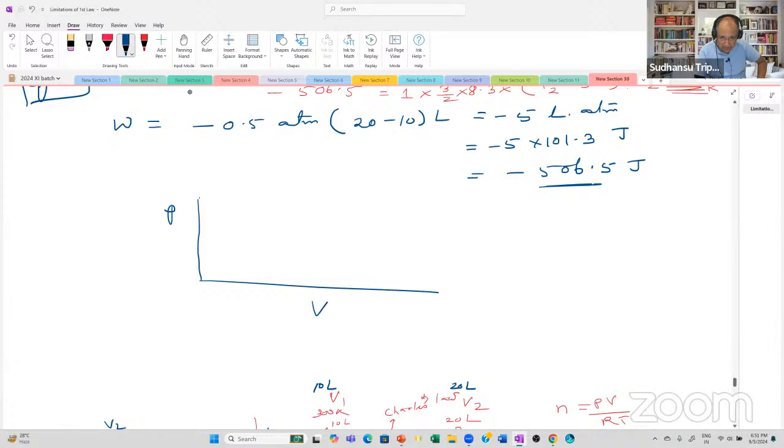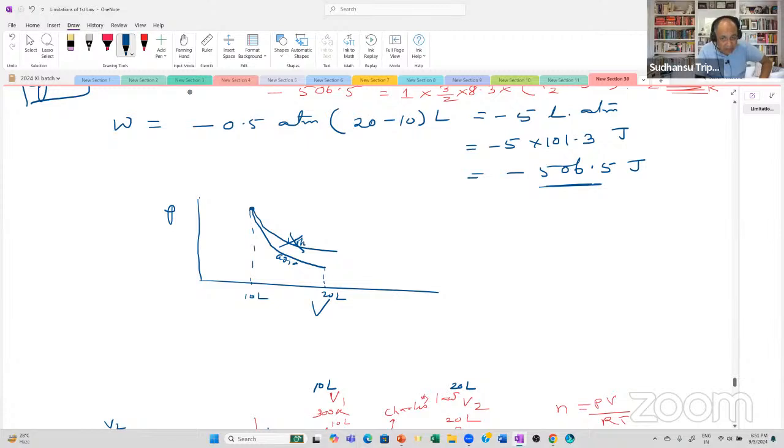This is a PV graph. Your starting point is here. You are carrying out an expansion isothermally and reversibly, it will be here. This is isothermal, which we are not doing here. We are doing adiabatic and reversible, which will be below, up to this volume. So this is say 10 liter, this is 20 liter. This is adiabatic, and this is isothermal. We are not interested in isothermal.